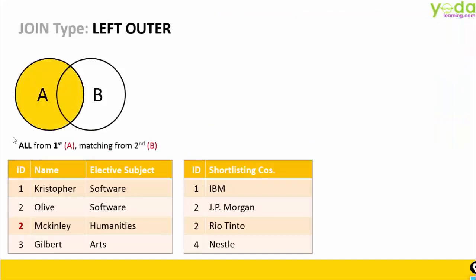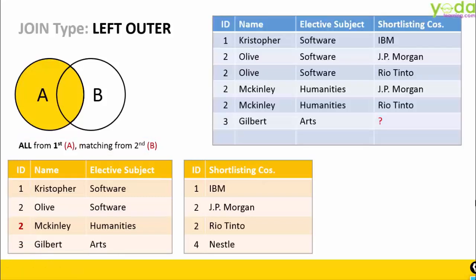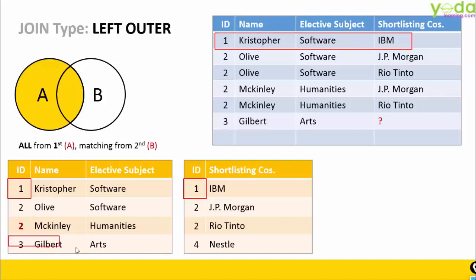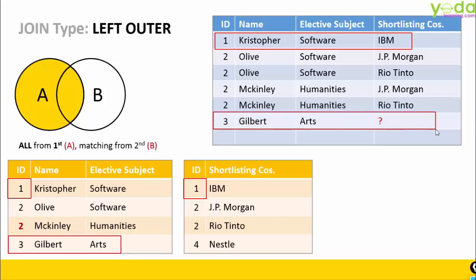By definition, it says all from first that are matching from the second table, which means all those IDs which are present in table A must be present in the final table. Take a look. You have ID code 1 who has been invited by IBM, and you'll see the result here. Fine. You'll see ID code number 3, Gilbert Arts, who has unfortunately not been invited by any of the interviewing companies. You will see the names there with a question mark.